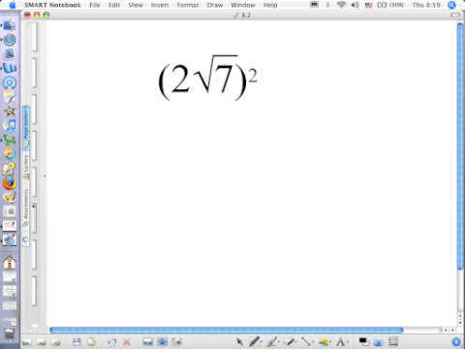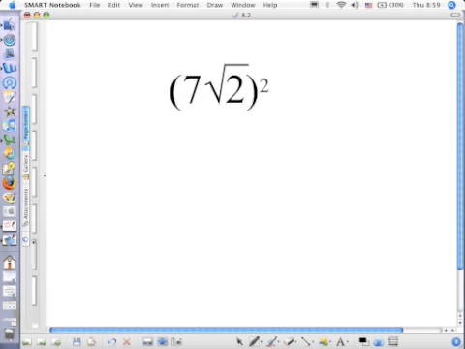Two square roots of 7 squared. Say it in two steps. 4 times 7. We're squaring the 2, but the radical is simply being eliminated on the 7. So that would be 28. 7 square roots of 2 squared. Say it in two steps. 49 times 2. Which is 98. Okay?